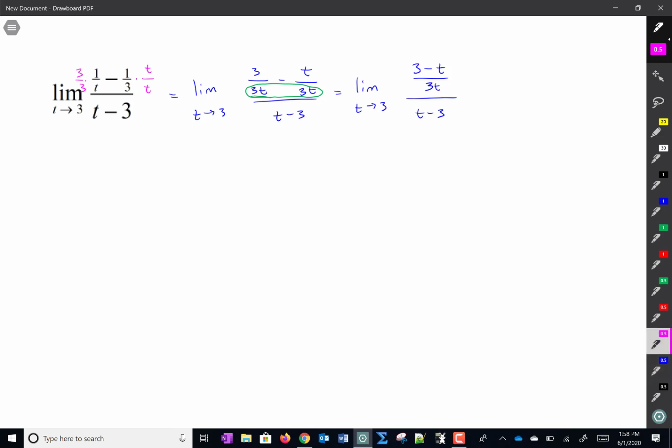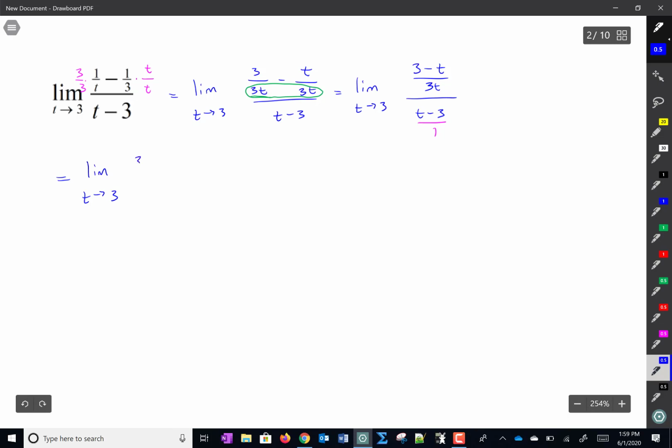Now, this is a compound fraction. Compound fractions can always be reduced. Effectively, you're dividing two fractions. But to divide two fractions, what we do is we invert the denominator and multiply instead. So if I invert the denominator, the limit as t goes to 3, 3 minus t over 3t, that will change into 1 over t minus 3.